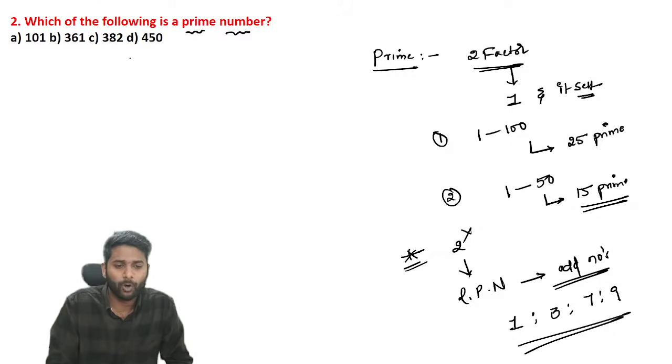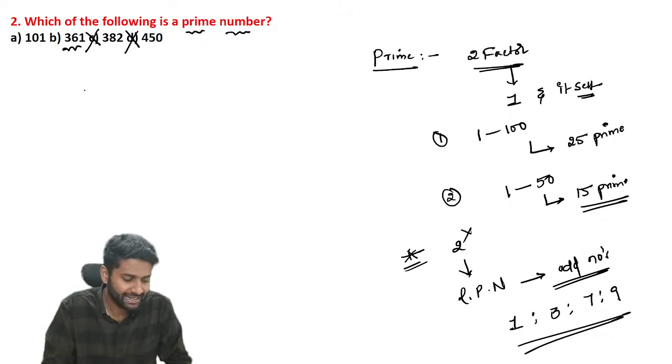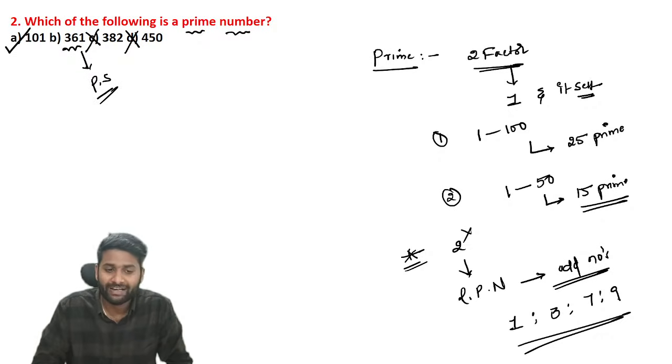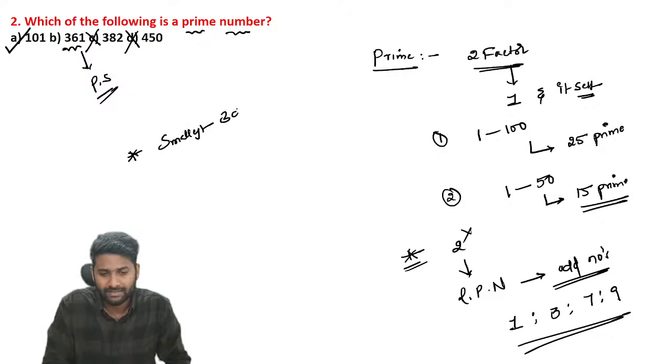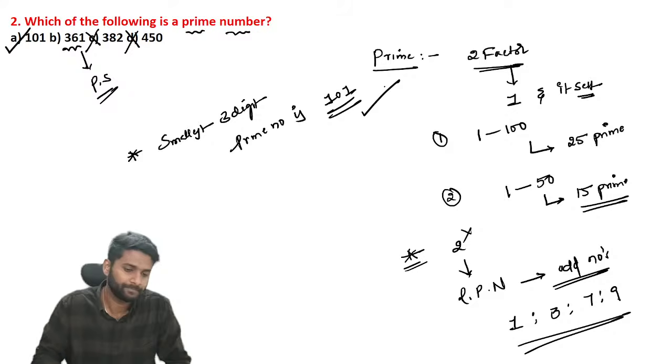If you check with the options here, you can eliminate 450, 382 is not possible. As you know, 361 is a perfect square. That's why among all the options, 101 is the prime number. And remember that the smallest three-digit prime number is 101. Remember that, the smallest three-digit prime number is 101.